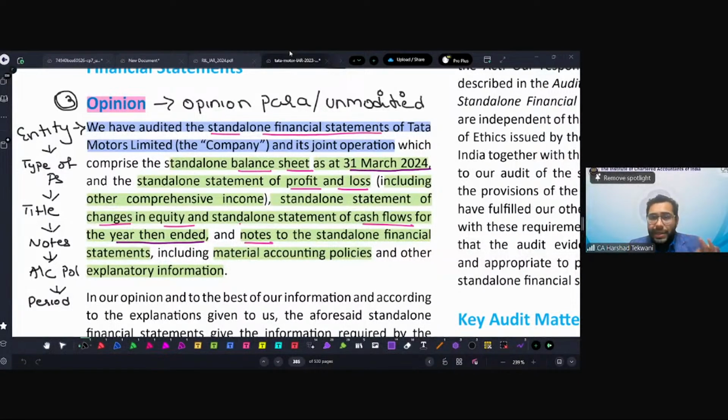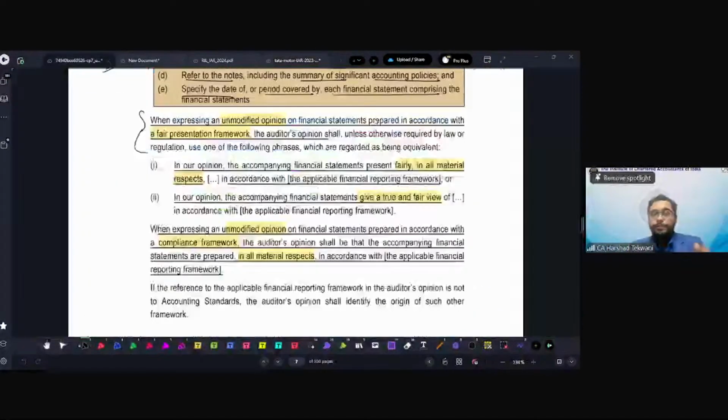Okay. So now you understand the difference between both. In here, when we refer to an audit report, we have to understand whether we are referring to the compliance framework or fair presentation framework, because we have to provide our opinion paragraph accordingly. So in our opinion paragraph, we have to write that the accompanying financial statement present fairly in all material respects or gives a true and fair view. Because we are talking about true and fair view with respect to the fair presentation framework.